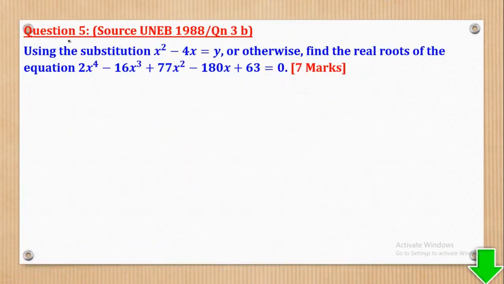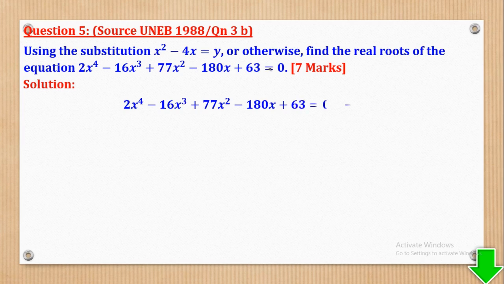And now we shall go to question 5, which came from UNEB 1988, paper 1, question 3b, and says, using the substitution this, or otherwise, find the real roots of the equation this. So that is the given equation. Let it be equation 1, and let this one be equation 2.